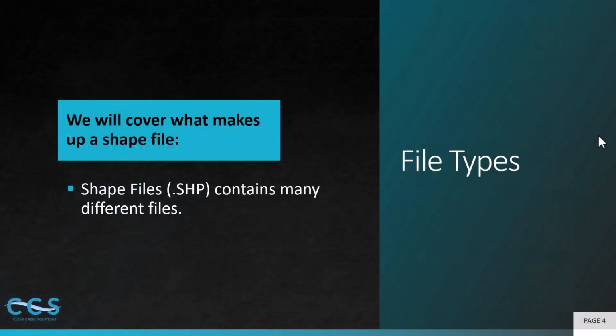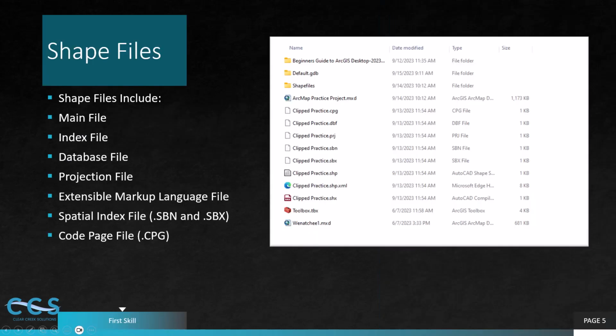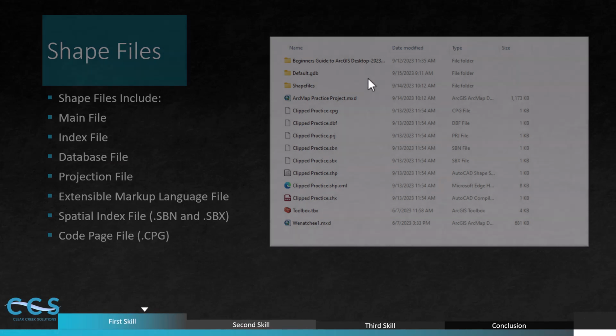So we're going to cover shape files first. Shape files are made up of many different files, and I'm going to explain that here, and also what the folder situation looks like when you have a shape file. The shape file includes the main file, the index file, the database file, the projection file, the extensible markup language file, the spatial index file (.sbn or .sbx), and also the code page file. This is my file explorer showing what makes up a shape file. I've clipped practice, which is the .shp shape file, but it's made up of these five smaller files. These files make up that actual shape file, so when you navigate to your folder, that's what's going to be contained there.